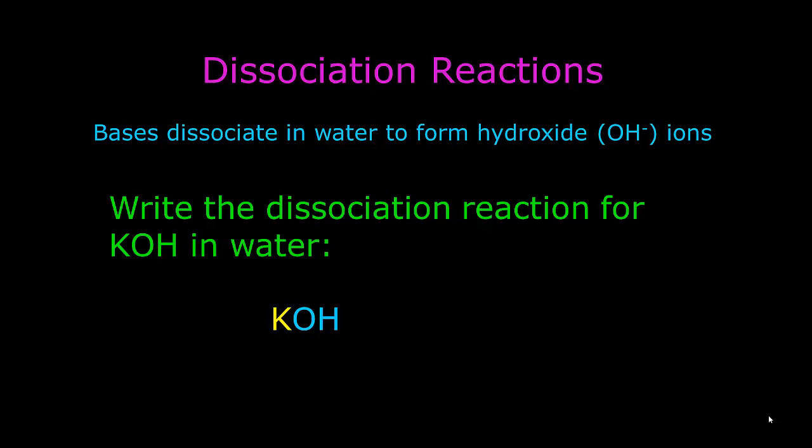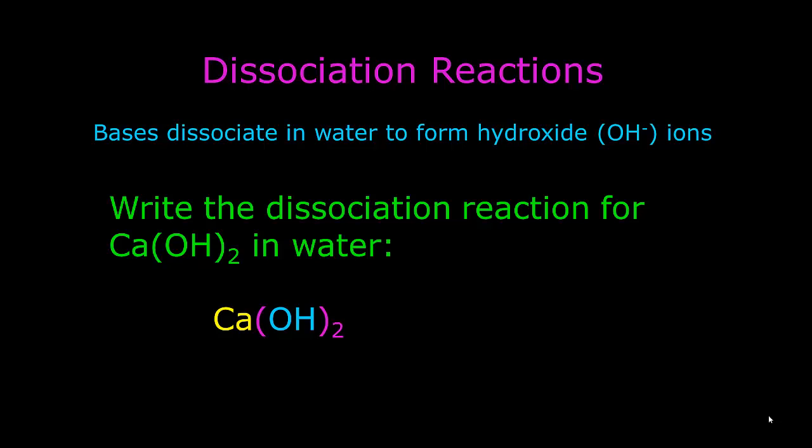So we need to write the dissociation reaction for KOH, or potassium hydroxide. So KOH will dissociate in water, or break apart into its ions: the positive ion, which is K+, and the OH ion, which is OH-.